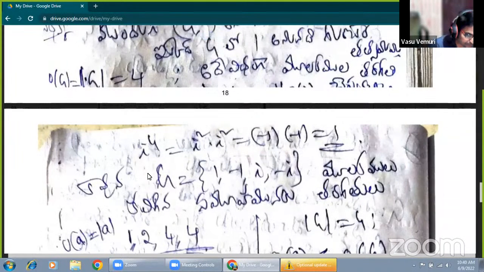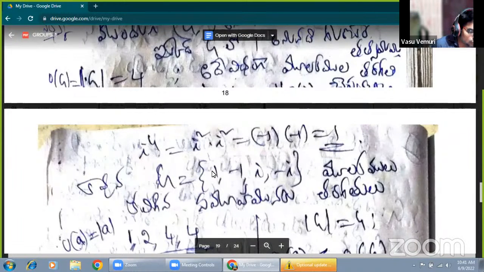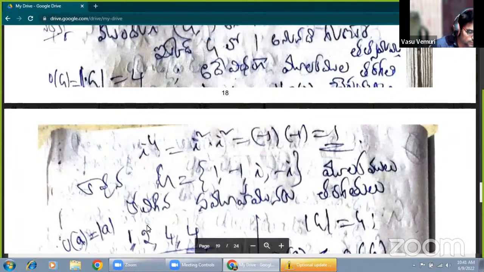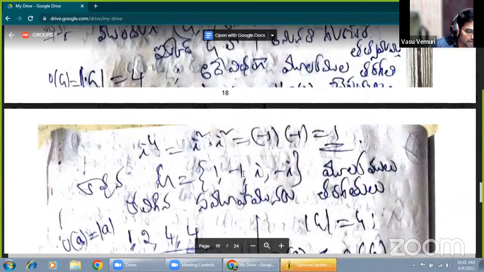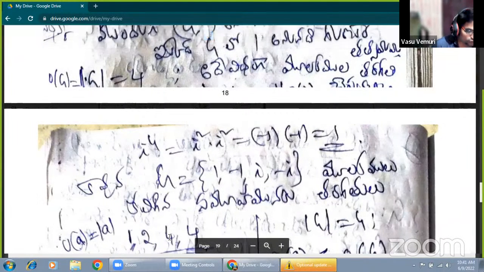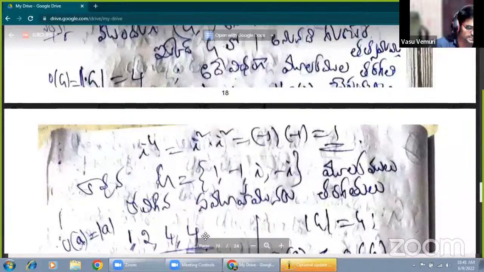At the same time, minus 1. So this is an element of order 2. The order of 1 is 1, the order of minus 1 is 2, and the order of i is 4. Therefore, i power 4 equal to 1, so i is an element of order 4. And at the same time, minus i whole power 4 equals 1. That's why minus i is also an element of order 4.